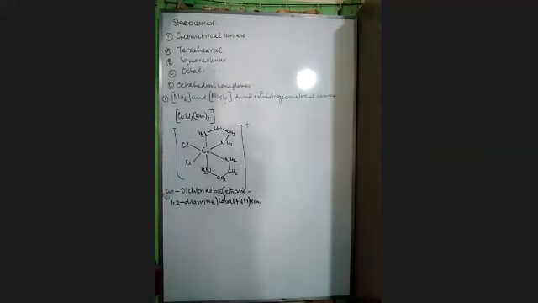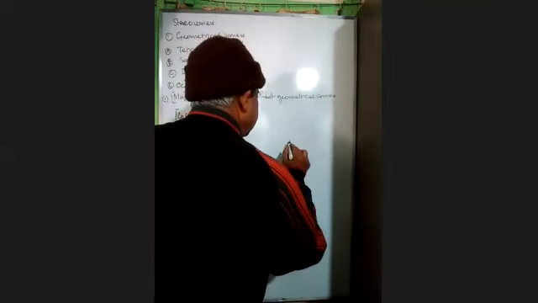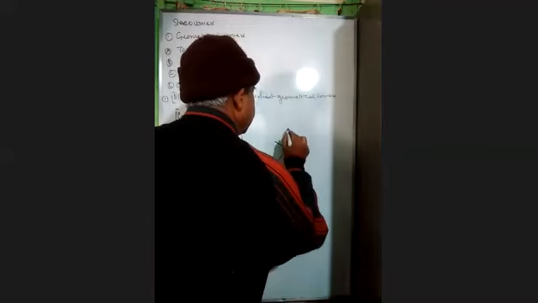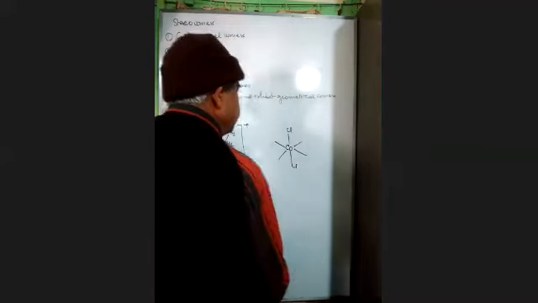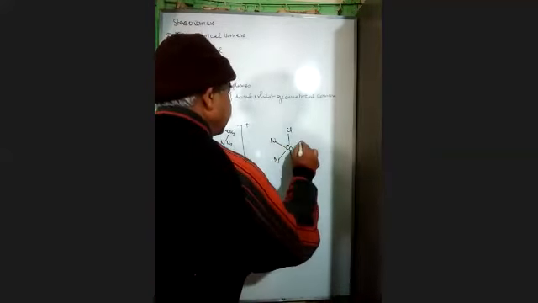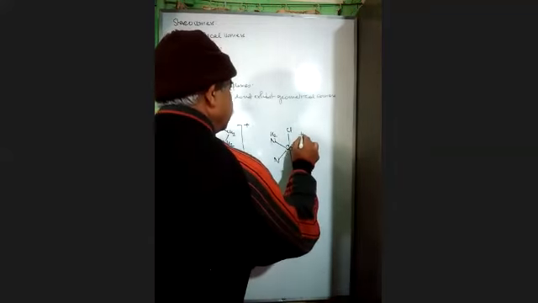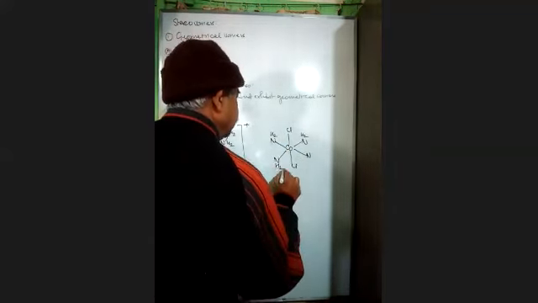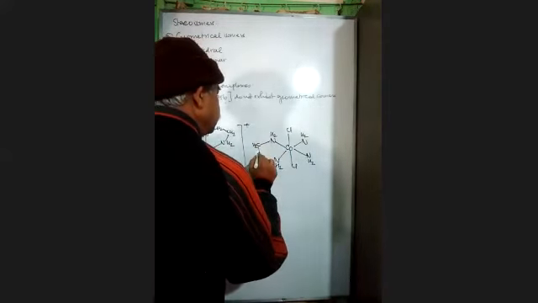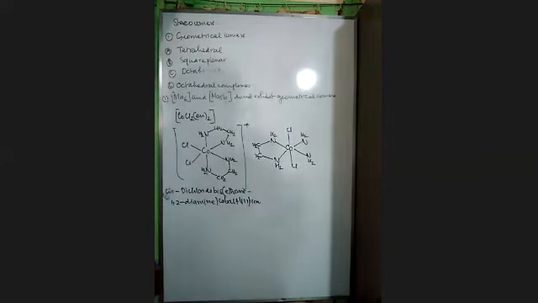Okay, then we'll write trans. So trans, what will happen? This Cl and this Cl will be opposite. So now here you write N, N, N, N, H2, H2, H2, H2, CH2, CH2.